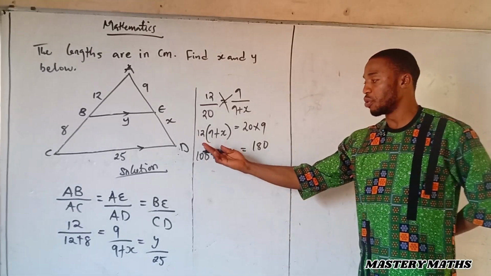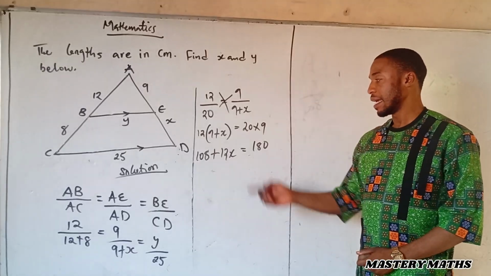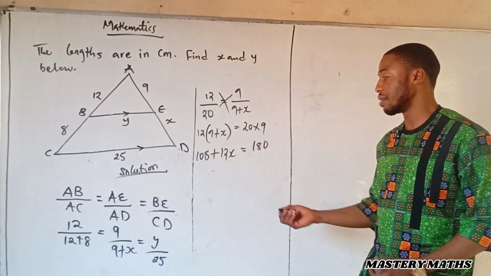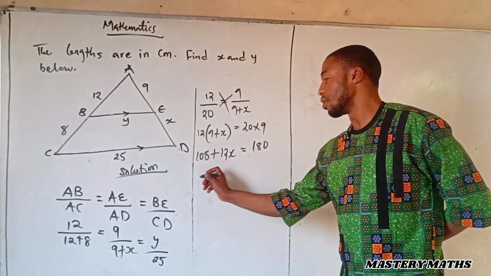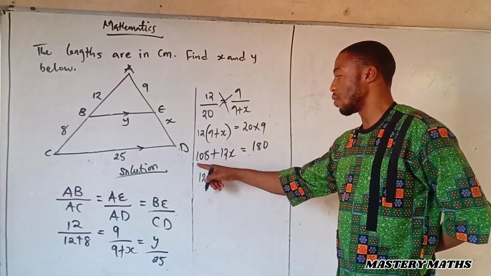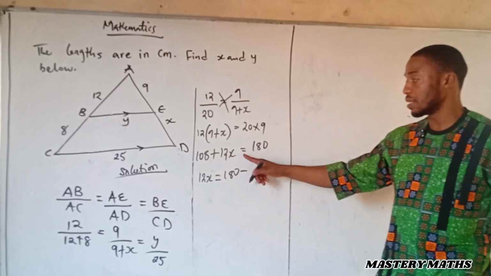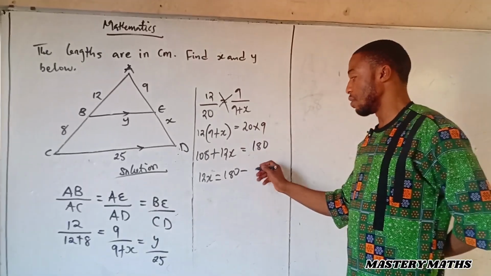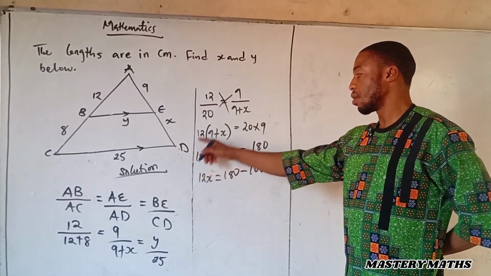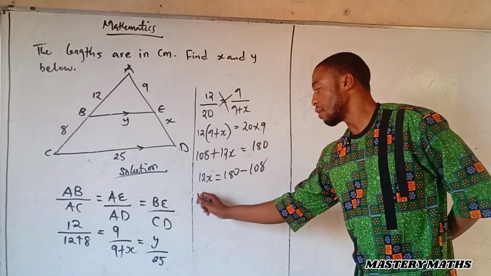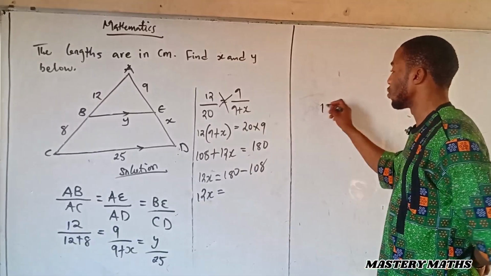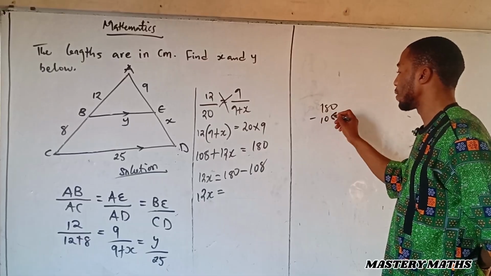Now, since I've opened my bracket and multiplied to give us 180, the next thing is to collect like terms. In collecting your like terms, you have 12x is equal to 180 minus 108, because when 108 crosses the equality sign and comes over to this part, it changes from plus 108 to minus 108. So you have 12x equal to 180 minus 108.